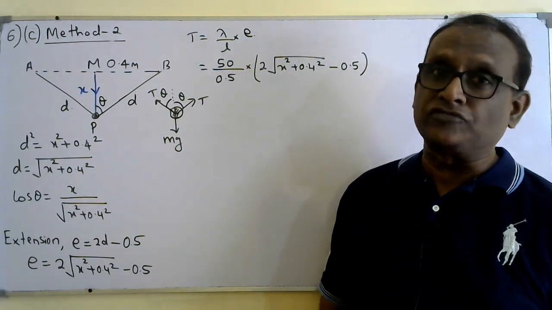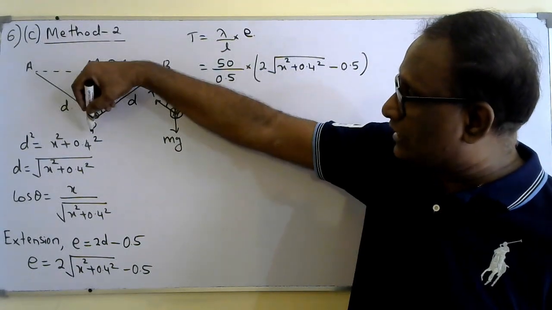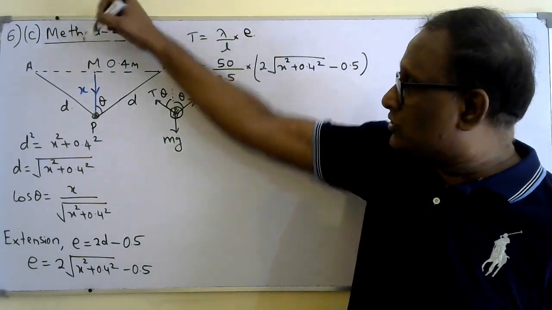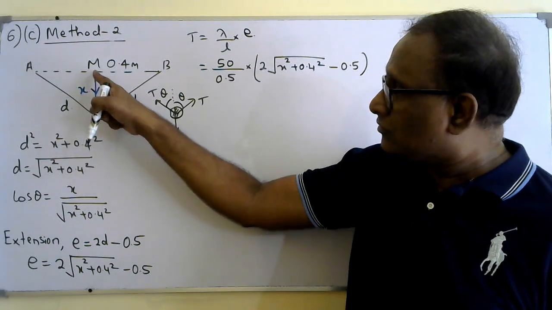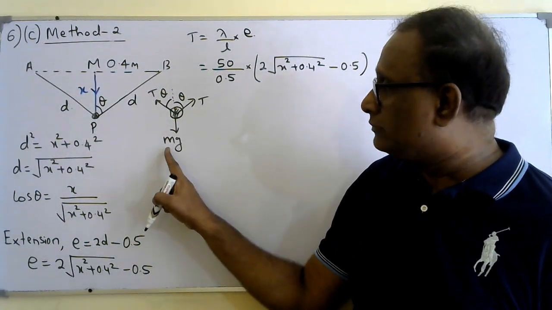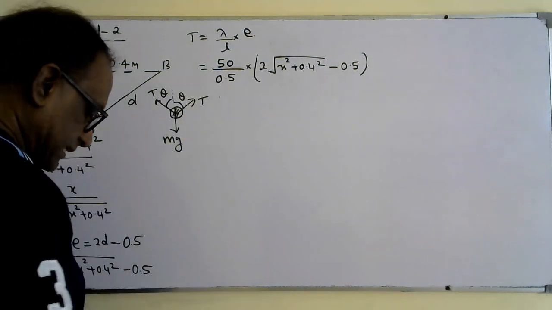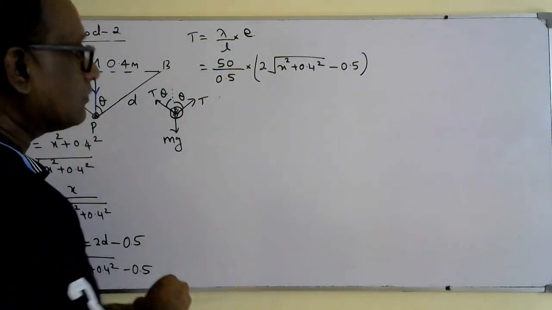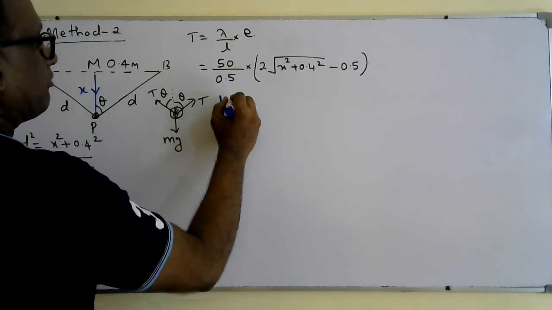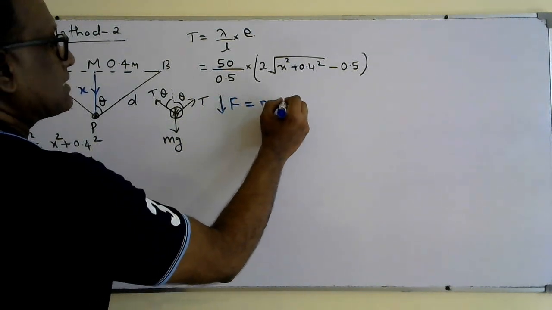That's the limit I am going to put for x. So x is decreasing from 0.3 to 0. Along the direction of x, from m is taken positive, so mg is taken positive. So I'm going to use F equals ma in this direction, F equals m x double dot.